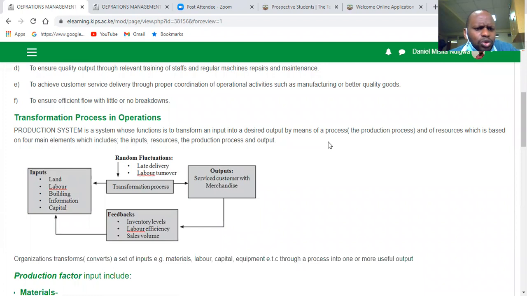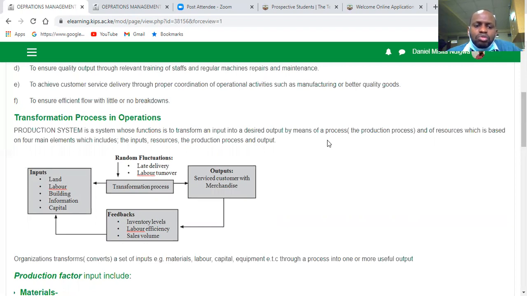The table there shows the transformation process in operations management. And this is a table that shows the various components of operations management. And one of the components here is inputs. And inputs, we are saying, are the items that are used or the activities that can be done to the organization to kickstart the operation process. And they may include land, labor, buildings, information, capital, and the materials that are needed.